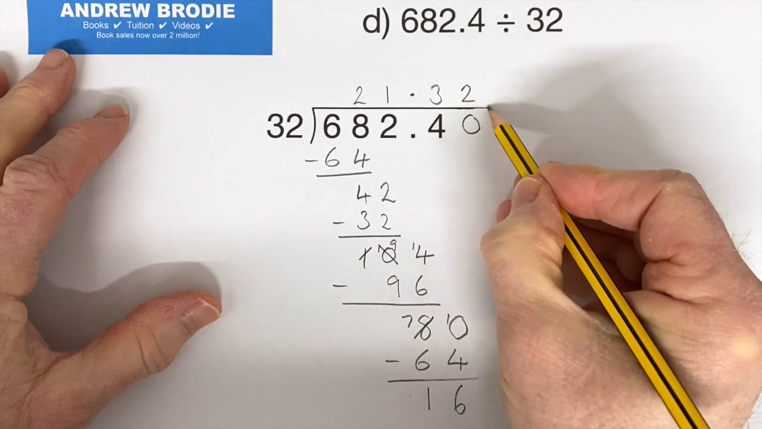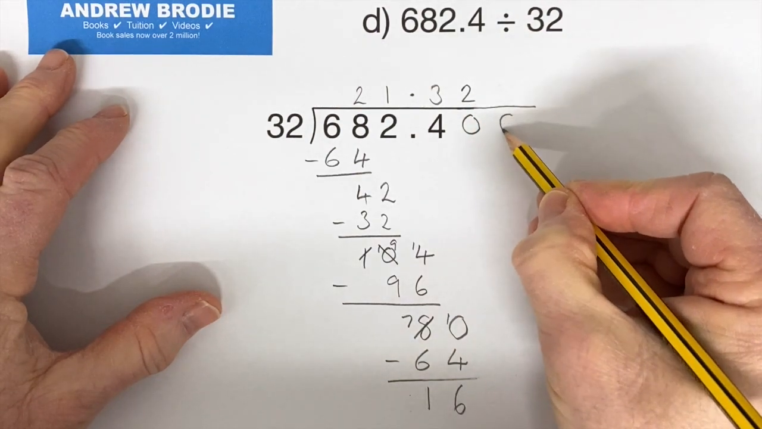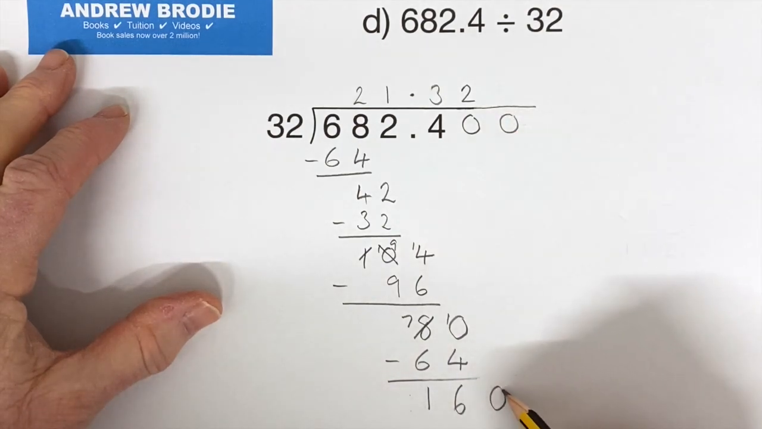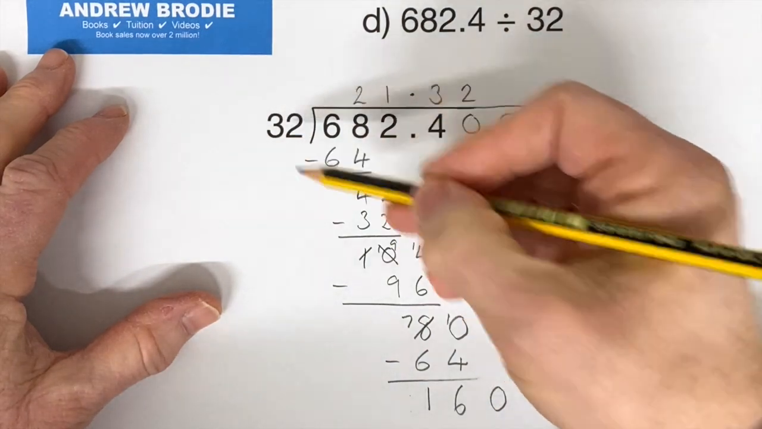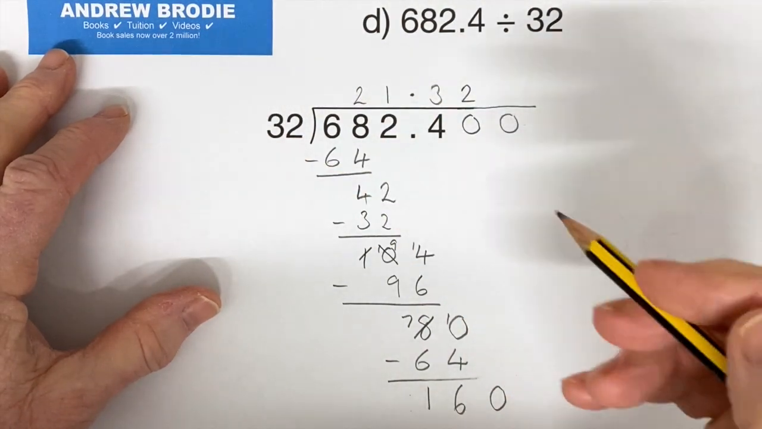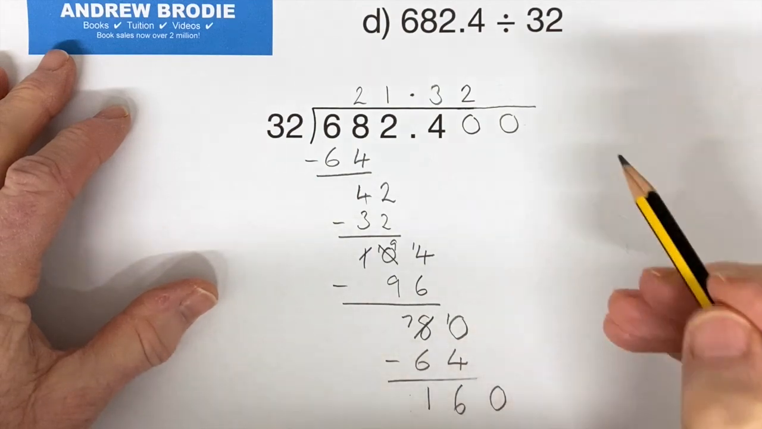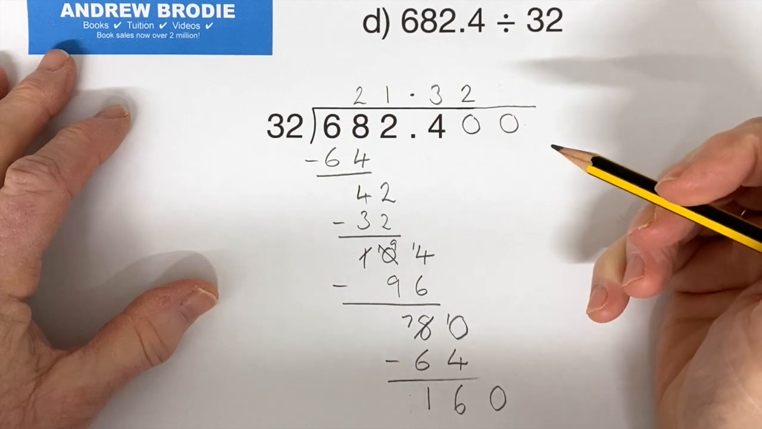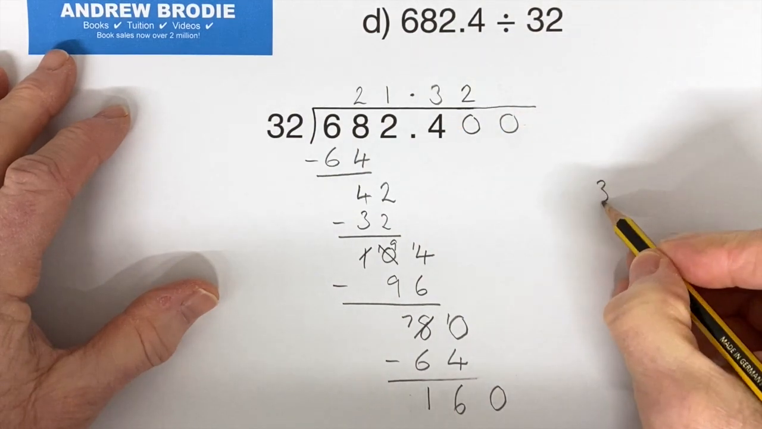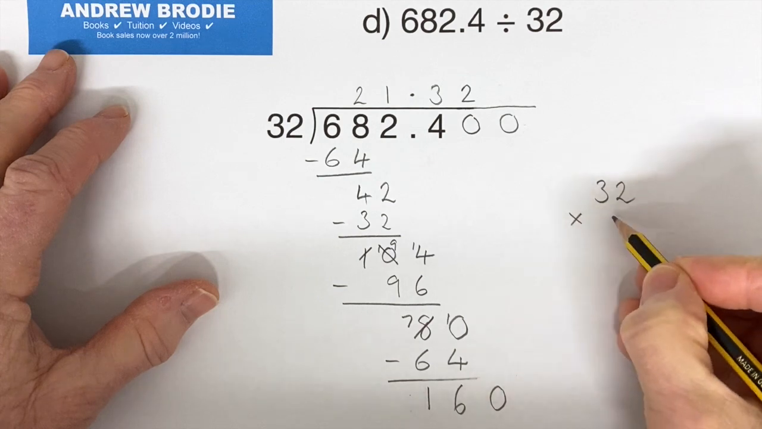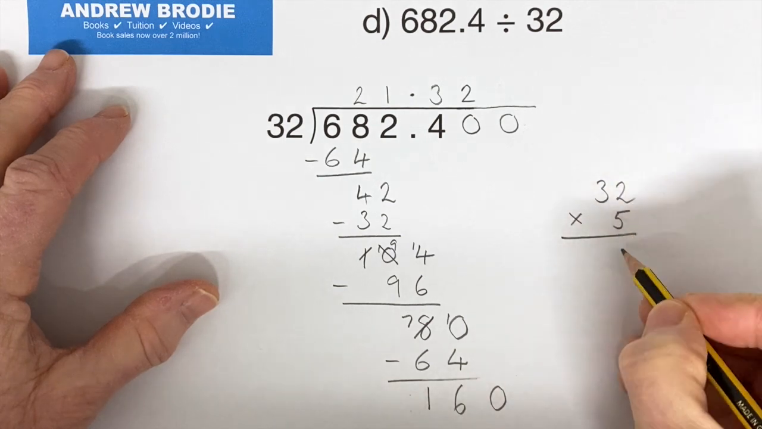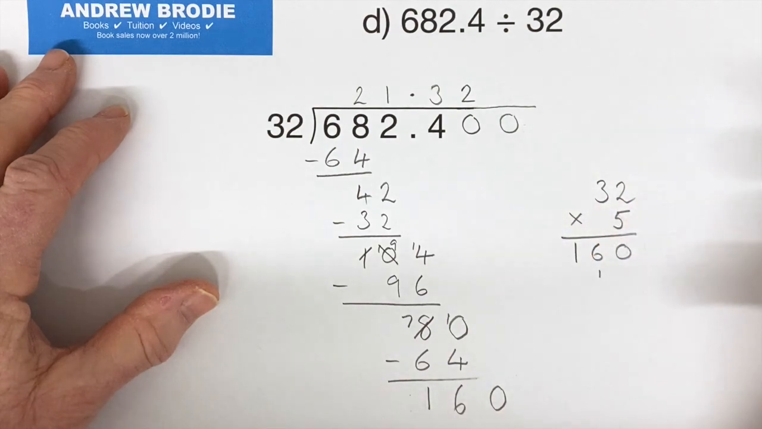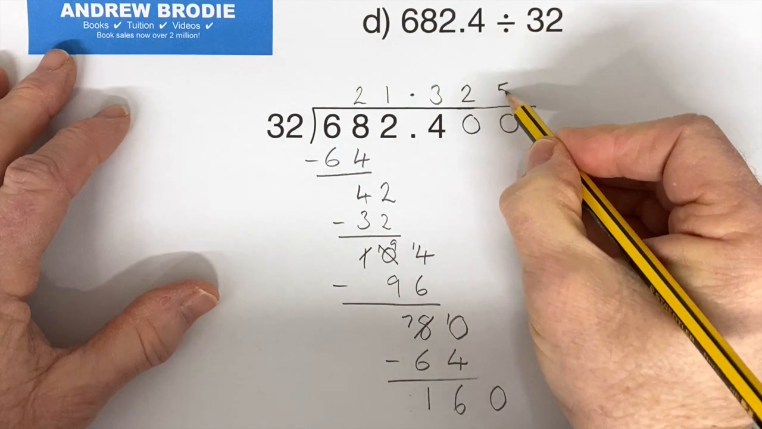But we're going to have to extend the line and put another 0. Because remember, you can put as many zeros as you need. We'll bring that 0 down. So now we've got 160. The question now is how many 32s in 160? Well, this is where you can use what you know. You'd know that 5 3s are 15 and 5 30s are 150. So 5 is a good guess. Let's try it. 32 times 5. 2 5s are 10. 3 5s are 15. Add 1 more makes 16. So it is the 160 we need. So that goes there. 21.325.